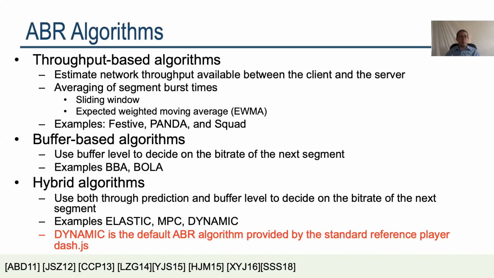Buffer-based algorithms use the buffer level to decide on the bitrate of the next segment. Some examples of buffer-based algorithms include BBA and BOLA. Hybrid algorithms use both throughput and buffer-based algorithms to decide on the bitrate of the next segment. One example of that is Dynamic. Dynamic is the default ABR algorithm provided by the standard reference player dash.js, and the one we use for comparison.